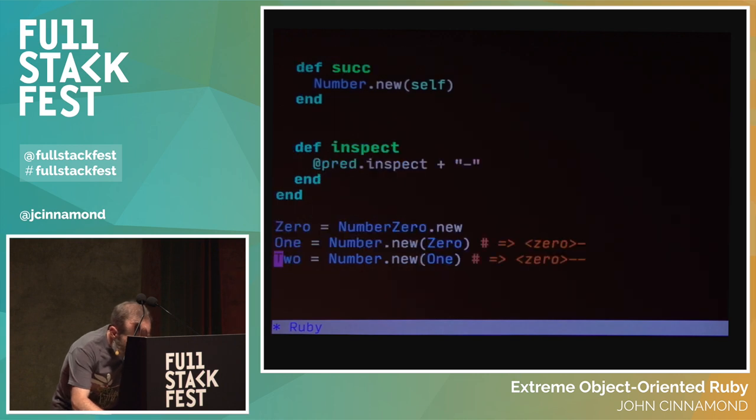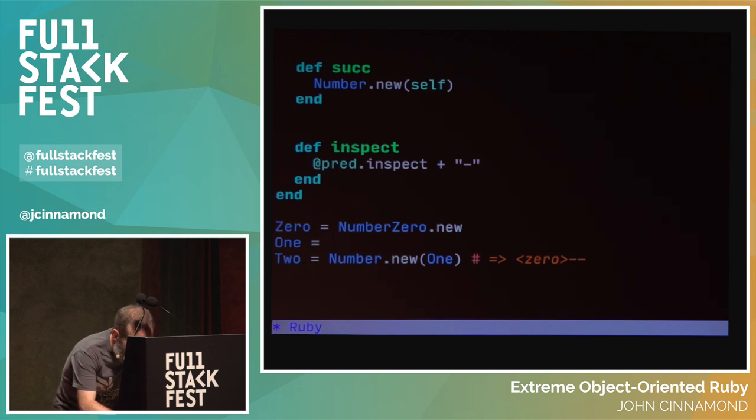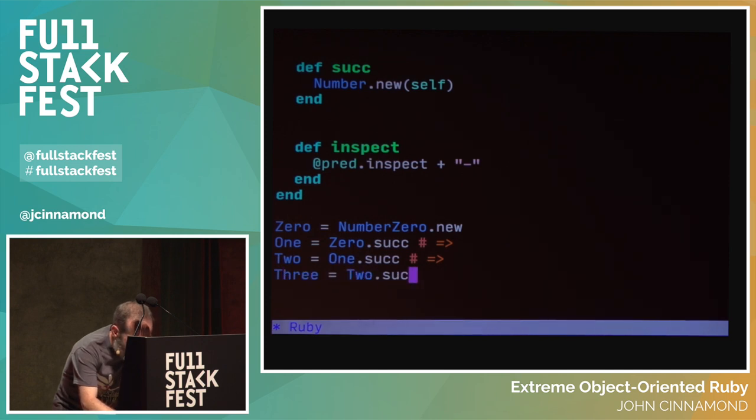And then down here in our code, our definition of 0 stays the same, but we can now use a shorter version for the other numbers. So we can say 1 is the successor to 0. And likewise, we can say 2 is the successor to 1. And we can keep going with this as far as we want. So we can say 3 is the successor to 2. And 4 is the successor to 3.